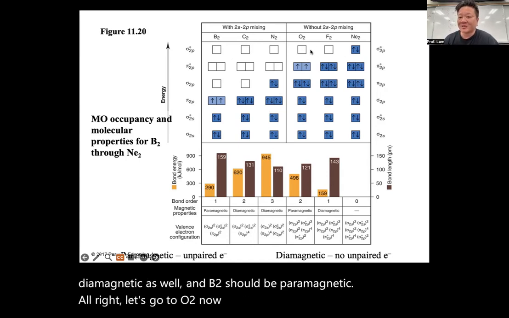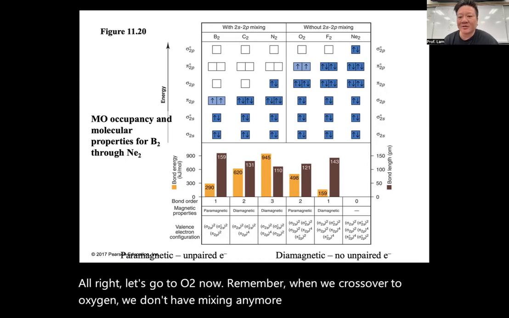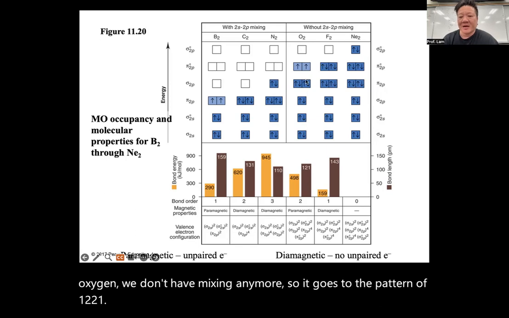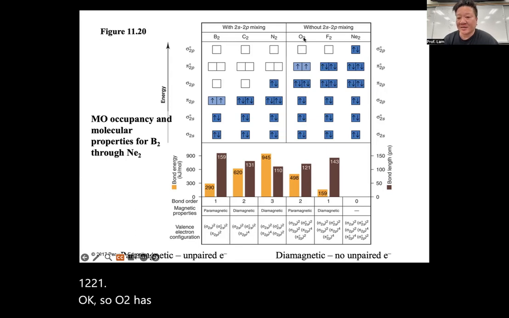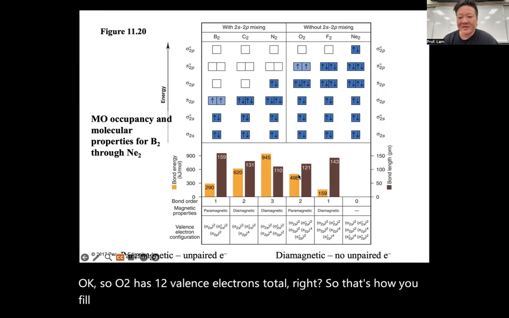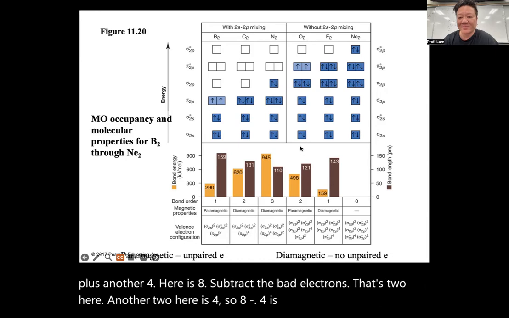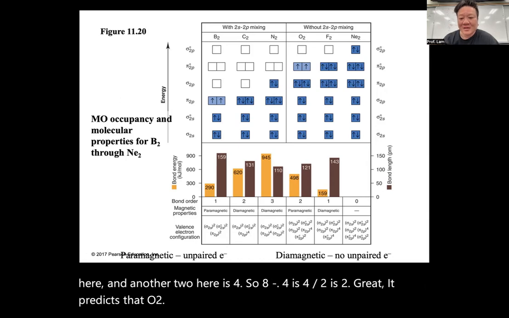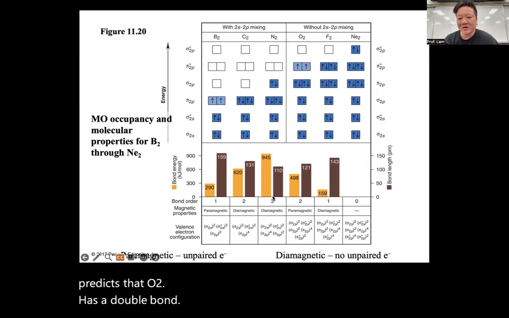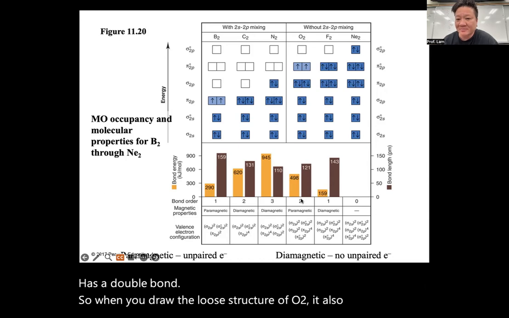Remember, when we cross over to oxygen, we don't have mixing anymore, so it goes to the pattern of 1, 2, 2, 1. Okay. So O2 has 12 valence electrons total, right? So that's how you fill it. Now the bond order, let's count. Bonding electrons, 2, 4, plus another 4 here is 8. Subtract the antibonding electrons, that's 2 here, another 2 here is 4. So 8 minus 4 is 4, divided by 2 is 2. Great, it predicts that O2 has a double bond, right? So when you draw the Lewis structure of O2, it also has a double bond, right?